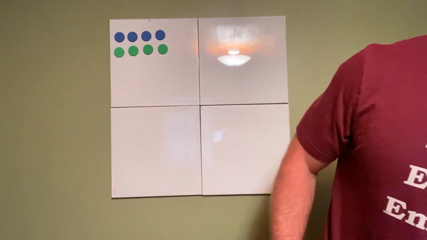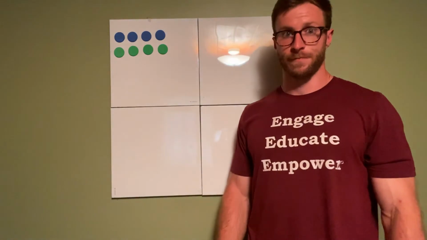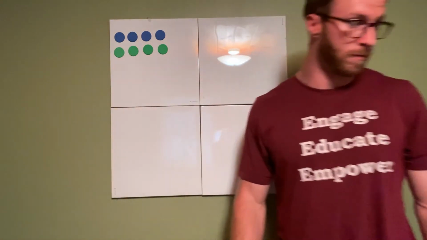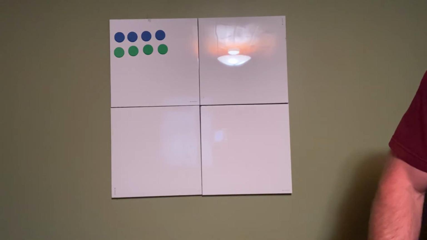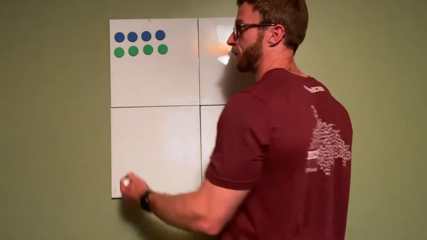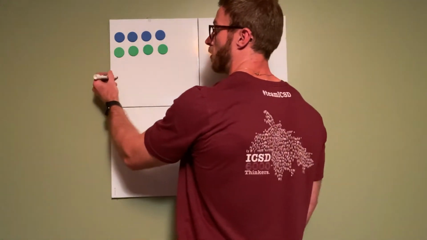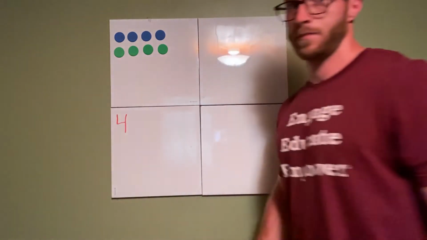Now, how many blue circles do you see? Take a couple seconds, count how many blue circles you see. You got it? How many blue circles do we see? 1, 2, 3, 4. So we see 4 blue circles.